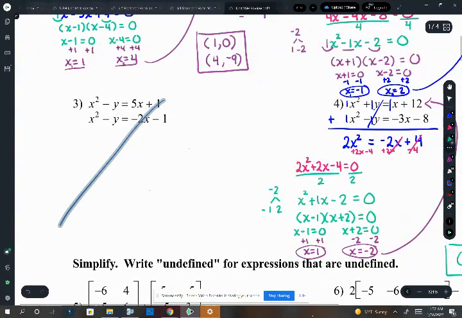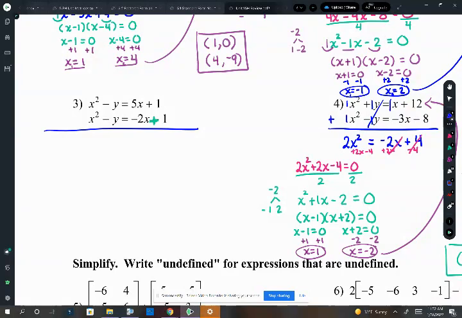I'm going to go back to 3. If this would have been a plus, so we're going to pretend that it is a plus just so we can make this work out semi-better. In this case, I would still do elimination because I liked that my y's were above each other. What I would do is either change everybody's sign on the bottom or I would subtract, and it's kind of up to you. So if I do x squared minus x squared, I get 0.